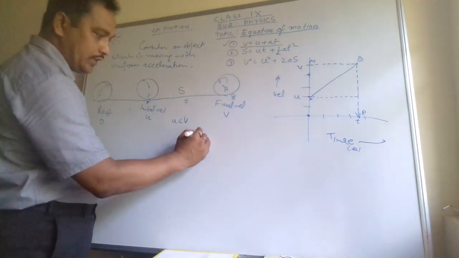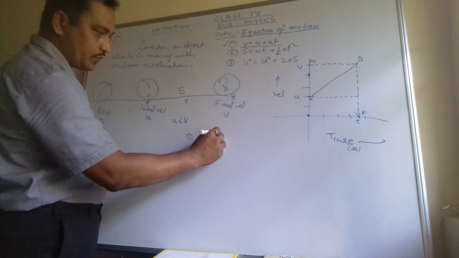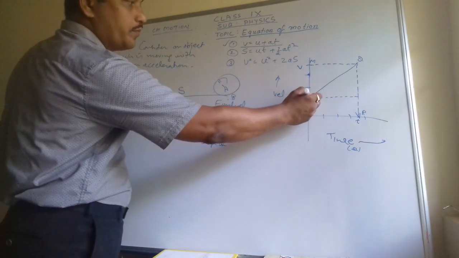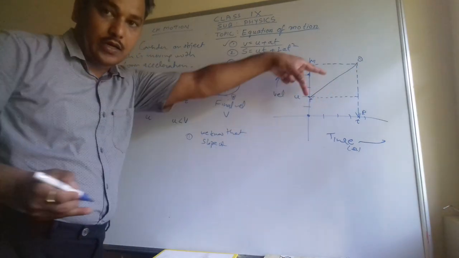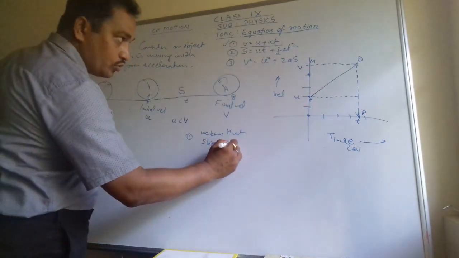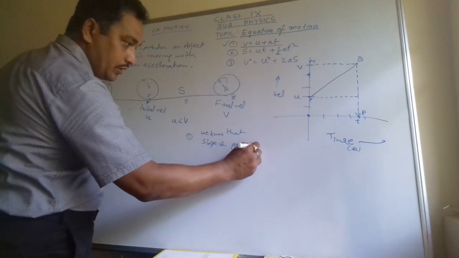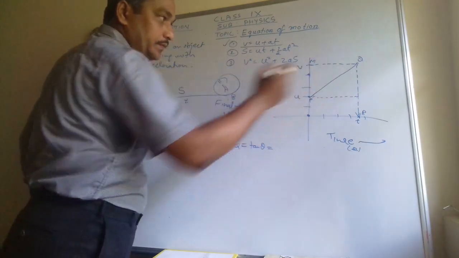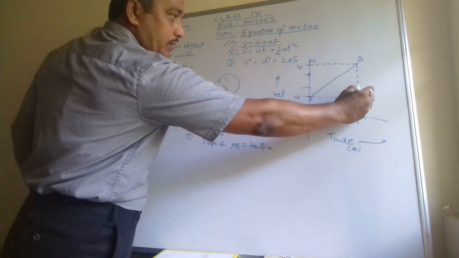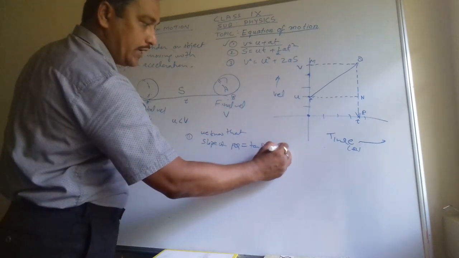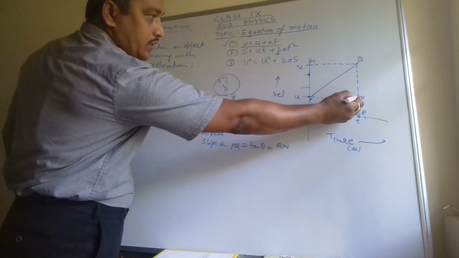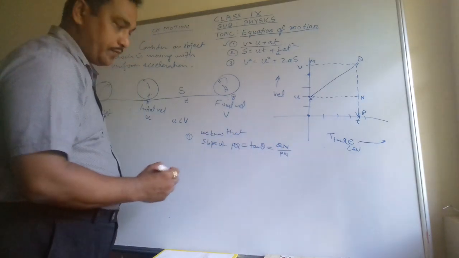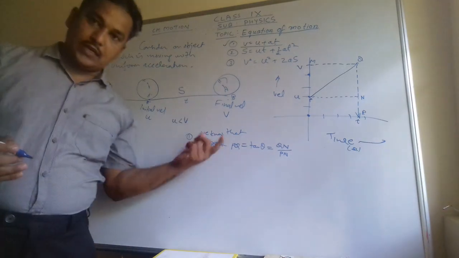Now we know that the slope of PQ, this line, this is the graph, the curve. How much will be the slope? Slope of PQ is equal to tan theta is equal to perpendicular upon base. So this is perpendicular. Let this point be N. So how much is the perpendicular? QN upon base, which is PN.